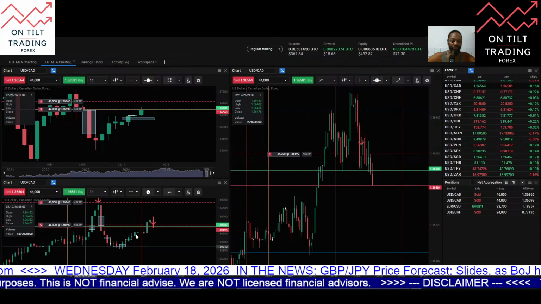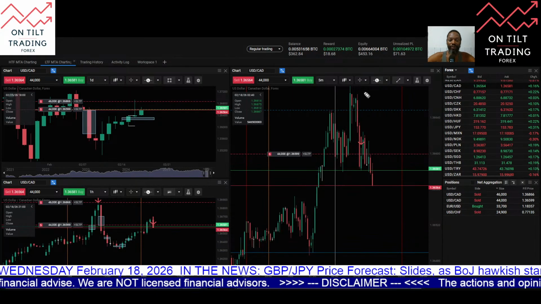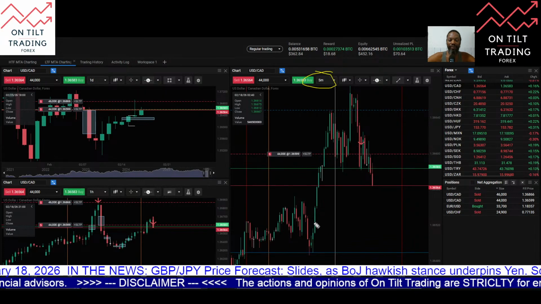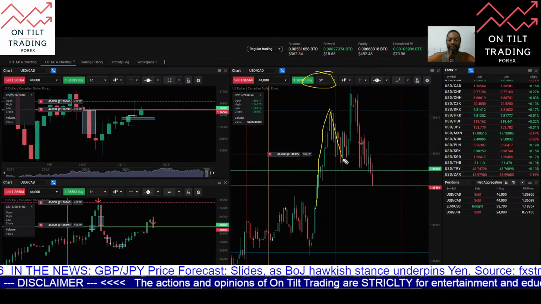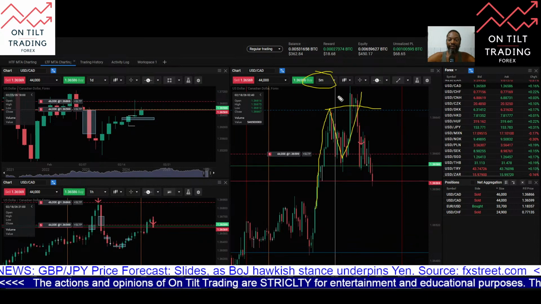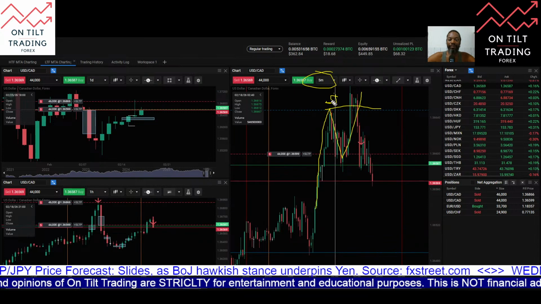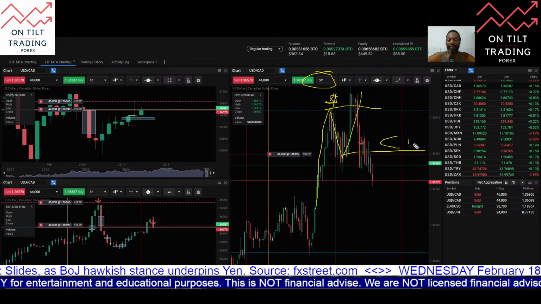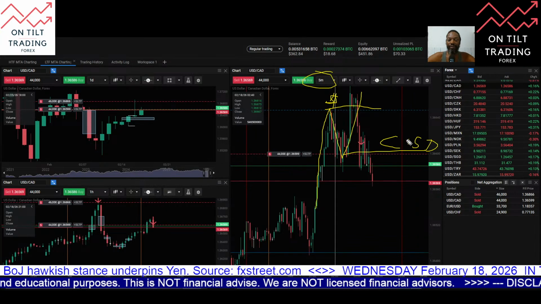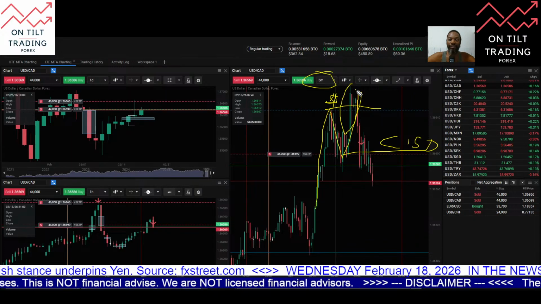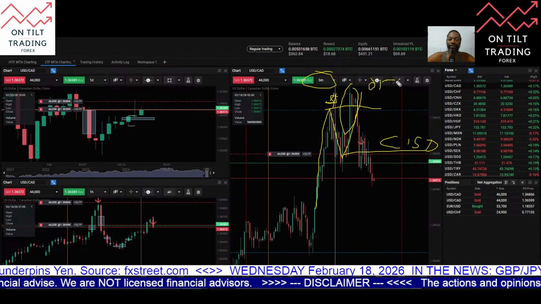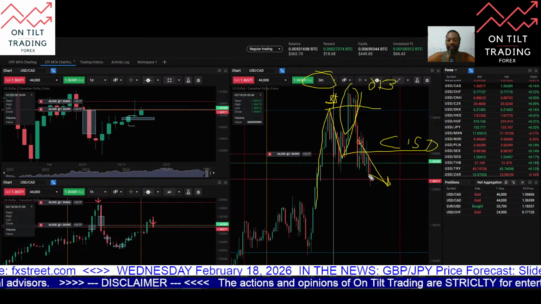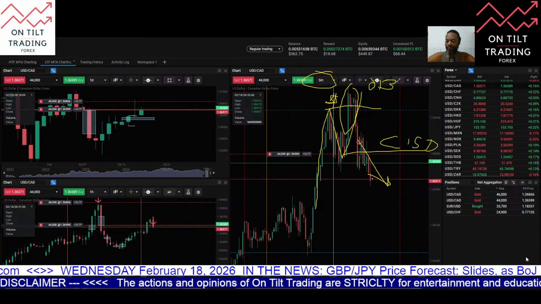And then with that pullback this morning, you come here to the 5 minute, and then you can see price here delivering to the buy side, sweeping out here this buy side liquidity, and then here creating a change in the state of delivery, making this large green candle here my bearish order block. And then we can see price here delivering here to the sell side.